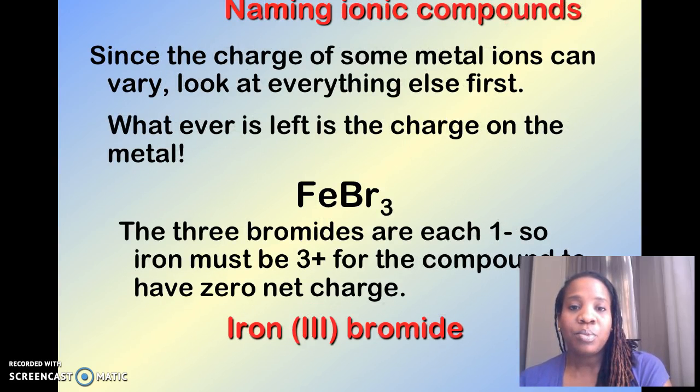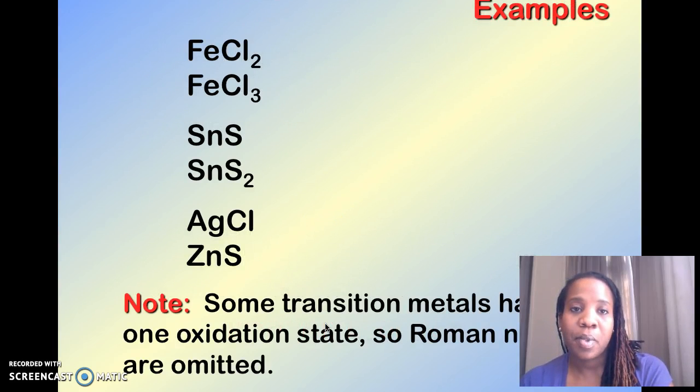Another example, if we had a formula that looks like this, I see here iron with 3 bromides, and I know bromine from group 17 is -1. So if there are 3 of them, that must mean that iron is +3. So then this is iron 3 bromide. There are some more examples here.